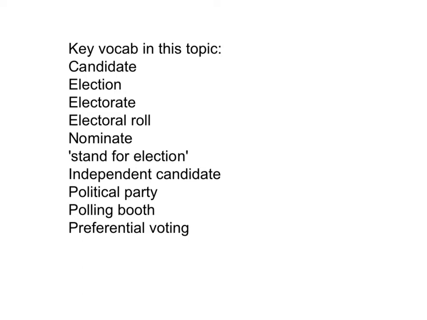Nominate is to stand for election. Stand for election is when you say, I would like to be elected to the House of Representatives. An independent candidate is a person who does not belong to a political party, and you know what a political party is from your work previously on the Liberal Party, the Labor Party. It's any group of people who have similar beliefs and values who stand together to be elected to the government or the parliament. A polling booth is where you cast your vote, and preferential voting is the voting system that we use in the House of Representatives.